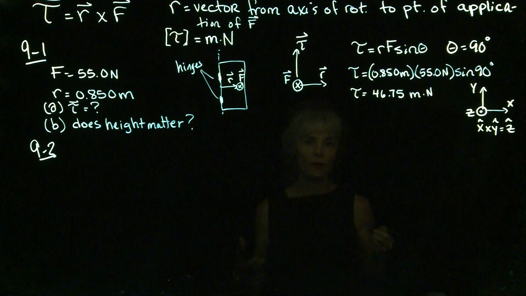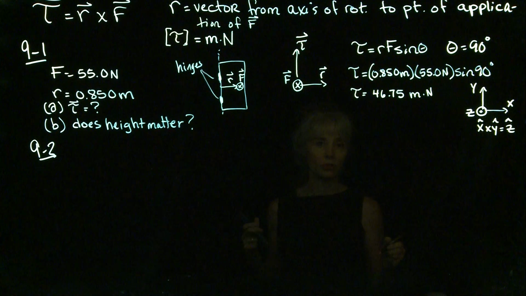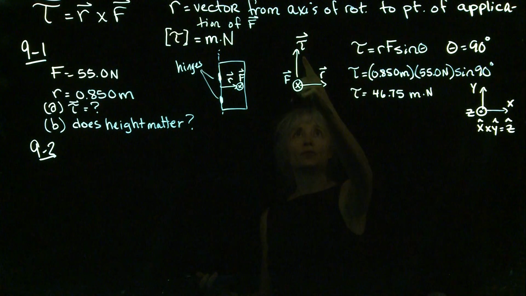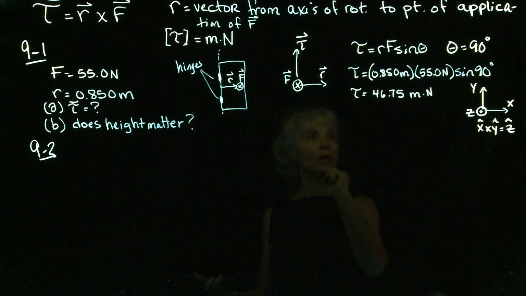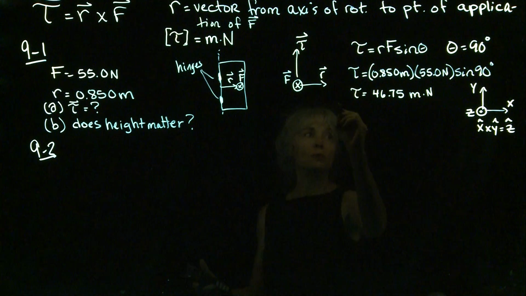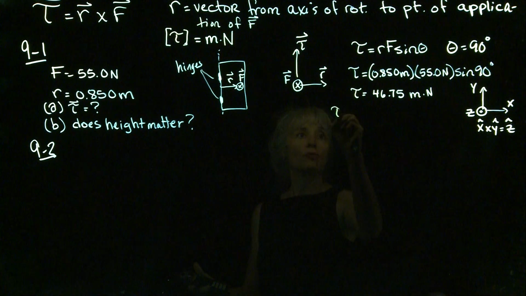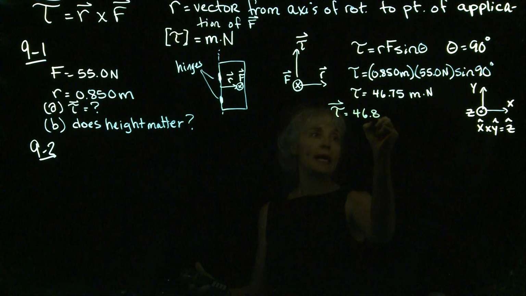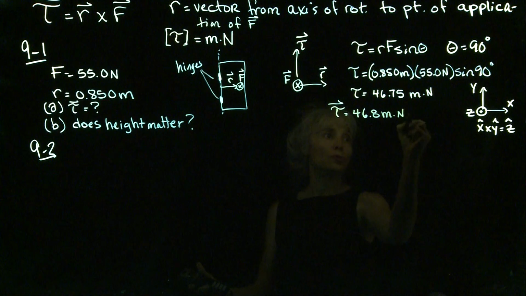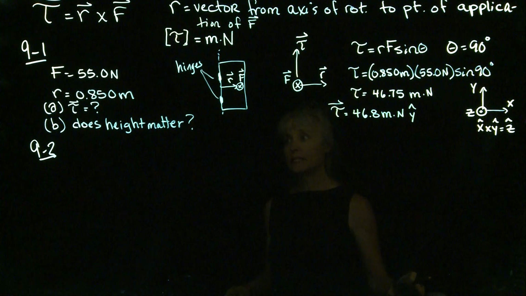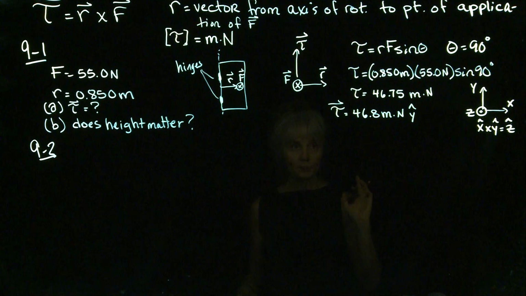So x crossed into y must give you z's direction. I'm using the unit vectors that we got introduced to earlier in the semester. So we can see that the resultant torque does lie in the y direction. So writing the torque as a vector with the correct number of sig figs, 3 being the correct number here, I can write the torque then as 46.8 meter newtons in the positive y direction. So there is the answer to part A.